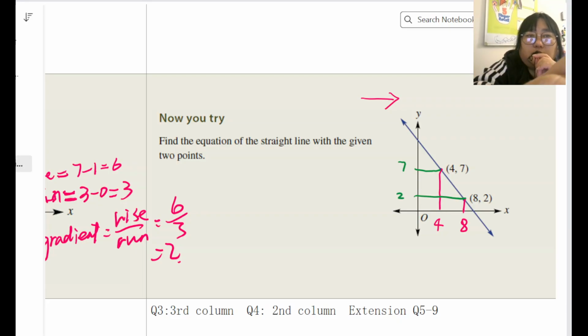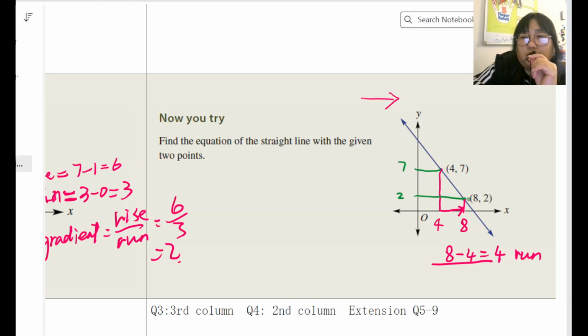So now we check the run. The run is 4 to 8, so I use 8 take 4, that is 4 units. And then I check my rise. I go from left to right, so I start from 7 and then go down to 2. So I use 2 take 7, that is -5, and that is my rise. So the gradient will be -5 over 4.